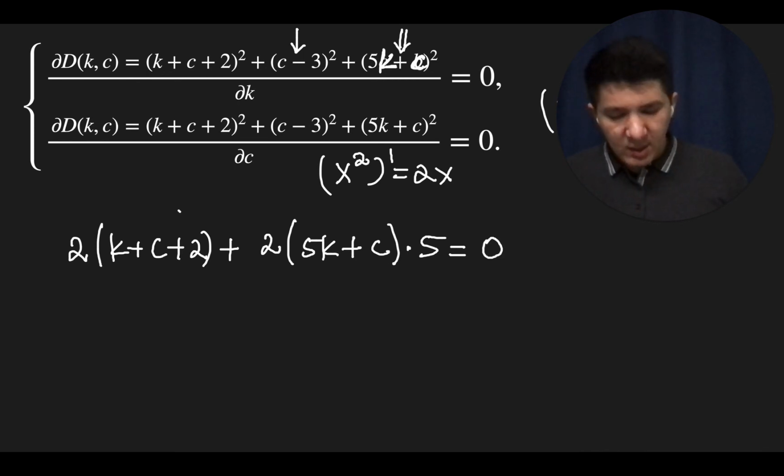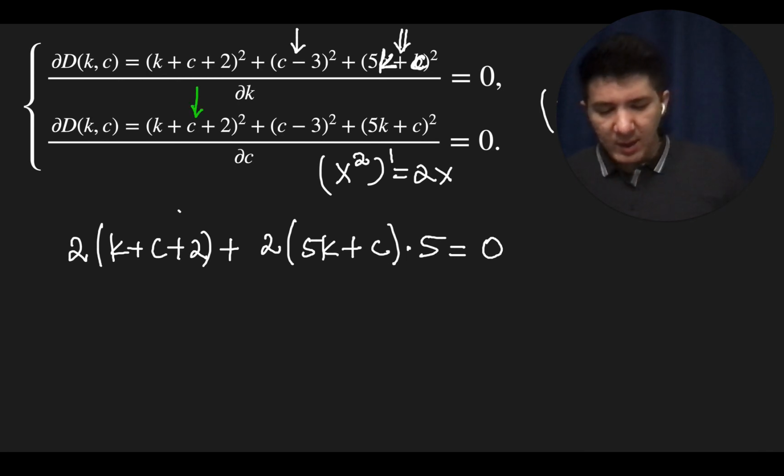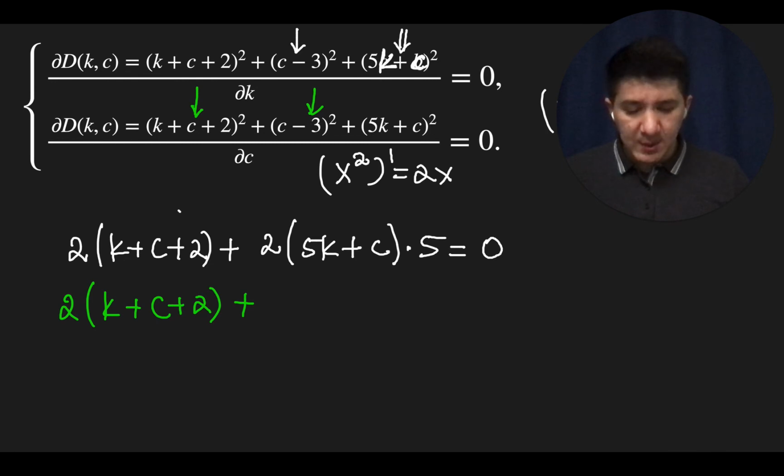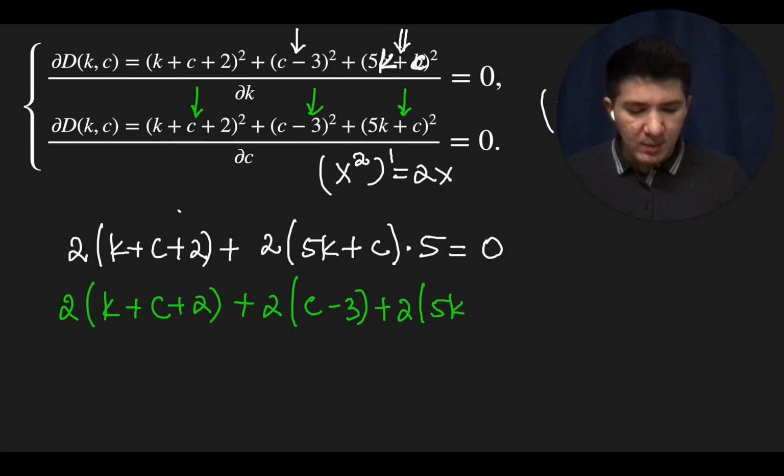Now we need to take the derivative with respect to c from the second functional, right? So here, I can take this derivative. It's going to be 2 times (k plus c plus 2), plus. So here we can still take the derivative because there is c. It's going to be 2 times (c minus 3). And here we can still take the derivative. It's going to be equal to 2 times (5k plus c). And this is also equal to 0, okay?